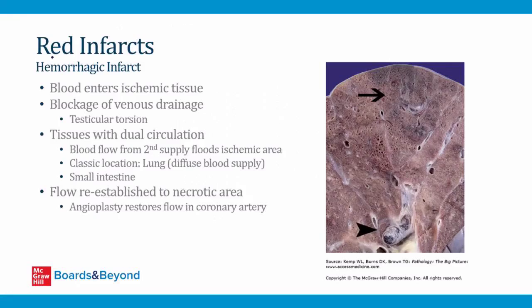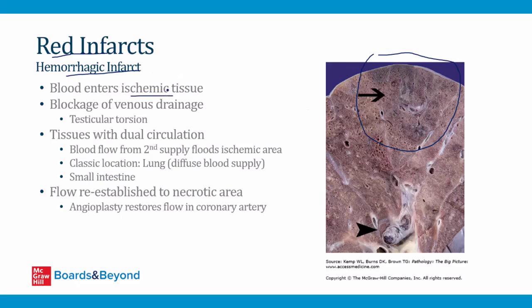And then the other type of infarct is a red infarct, sometimes also called a hemorrhagic infarct because it's blood that turns the infarct red. This is a picture of a red infarct in the lungs right here. You can see how this wedge-shaped area of tissue is darker or redder than the surrounding tissue. And this is what happens when you get ischemic necrosis, but blood is able to enter the ischemic tissue.